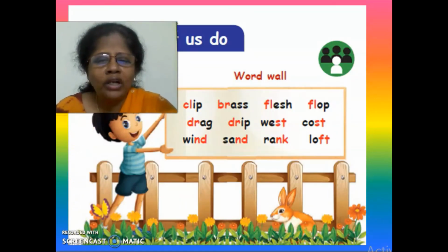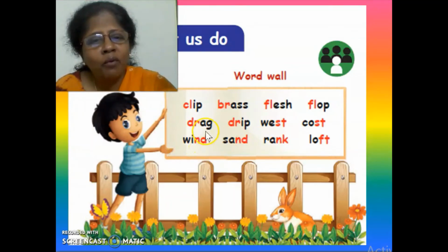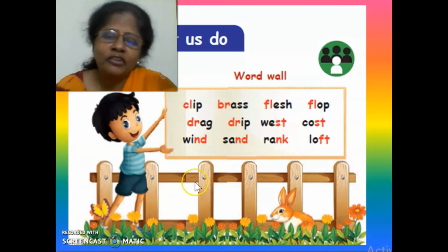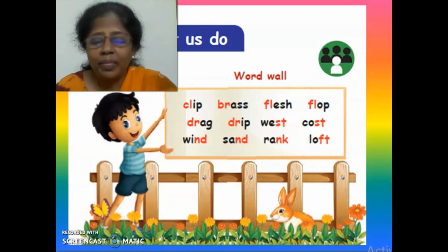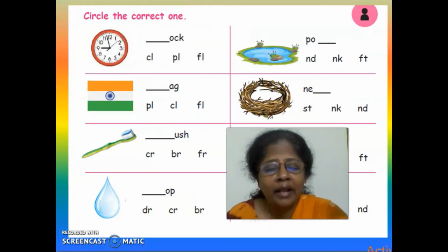We have a word ball here. That means there are more cr, br, dr sounds. So let's revise all this quickly. Clip, drag, win, brass, drip, sand, flesh, west, rank, flop, cost, loft. Okay, so these words you're going to read again and again and practice yourself.